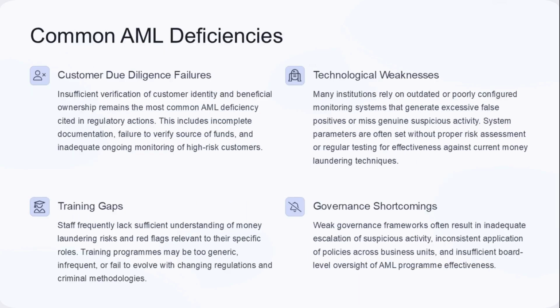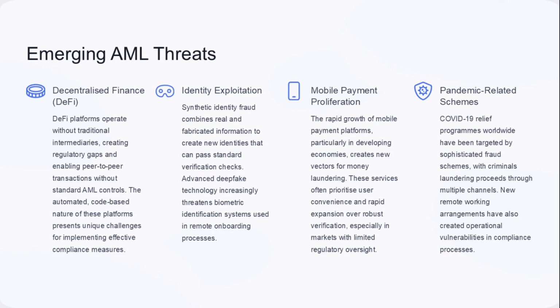AML deficiencies often stem from customer due diligence failures, technological weaknesses, training gaps, and governance shortcomings. Addressing these issues requires robust verification processes, effective training programs, and strong governance frameworks to ensure compliance and prevent money laundering. Emerging threats like decentralized finance, identity exploitation, mobile payment proliferation, and pandemic-related schemes pose new challenges for AML efforts.